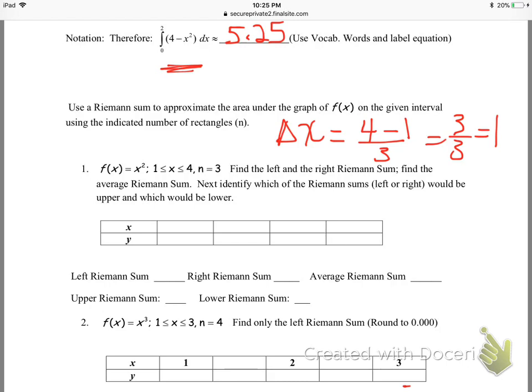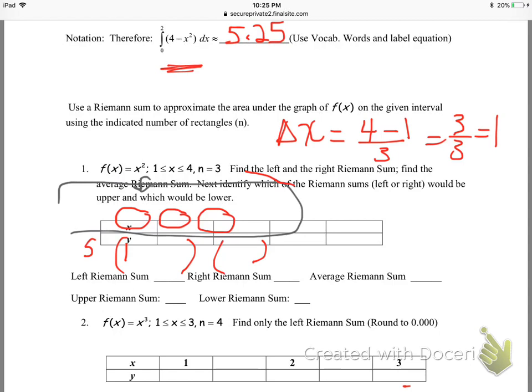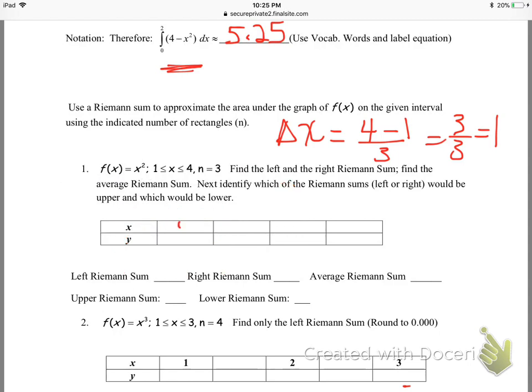So that means my x table will start at 1, and my delta x will be 1. So I'm going to say 1, 2, 3, and 4. Remember, I'm using 3 rectangles, so I should have 4 boxes. You should get the following numbers: 1, 4, 9, and 16. Okay, so let's look to do, excuse me, to do left Riemann sum.